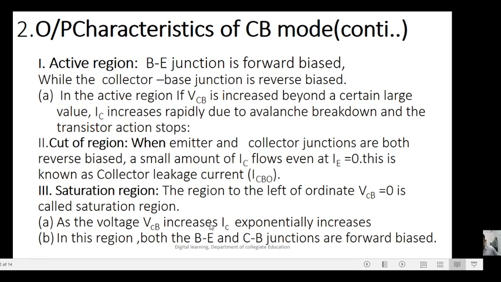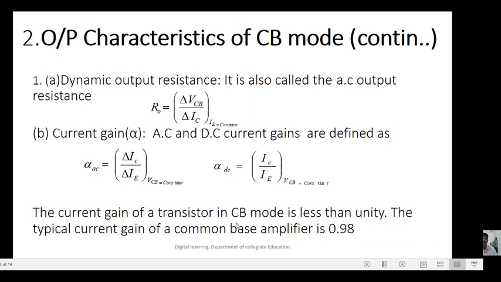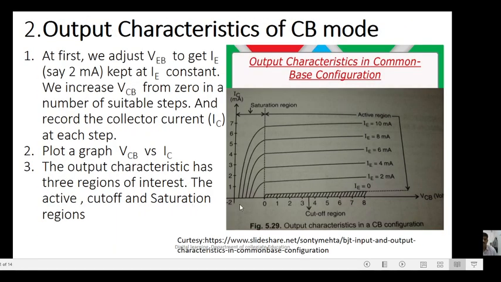As the voltage VCB increases, IC exponentially increases. That means if the voltage across collector and base increases gradually, the collector current IC exponentially increases. So in this region, both the base emitter and collector base junctions are forward biased. So this is known as the saturation region.